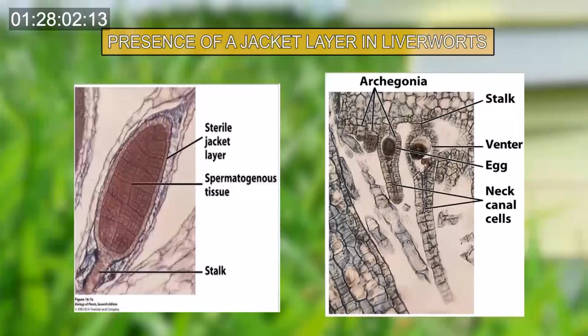There is also a jacket layer present in the liverworts, where it is found surrounding the antheridia as well as the archegonia, and as I had said earlier, it performs similar functions of protection. The spore dispersal mechanism is a very well known phenomenon which happens in the mosses.